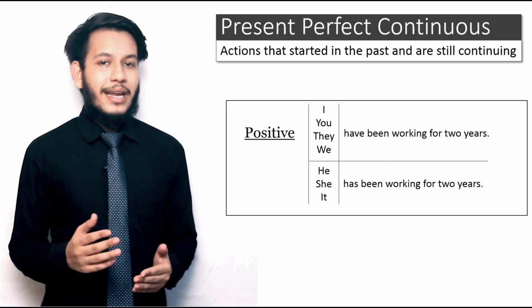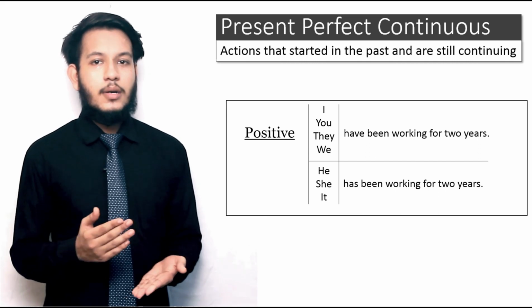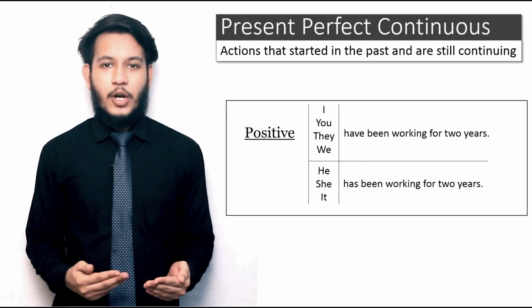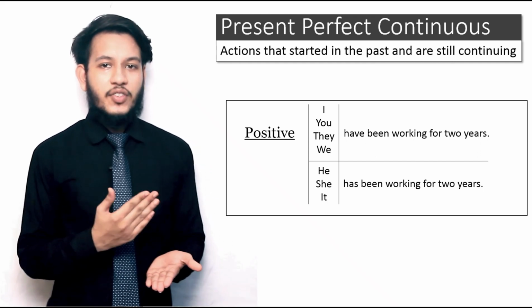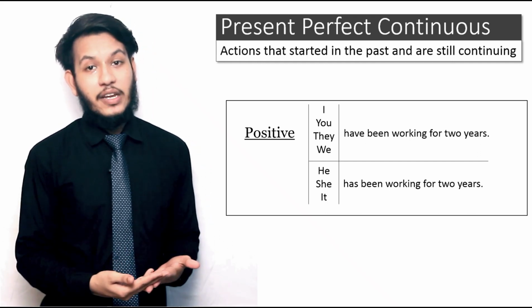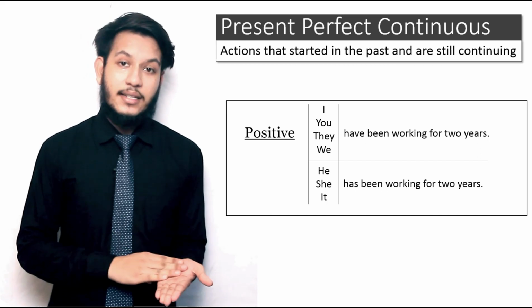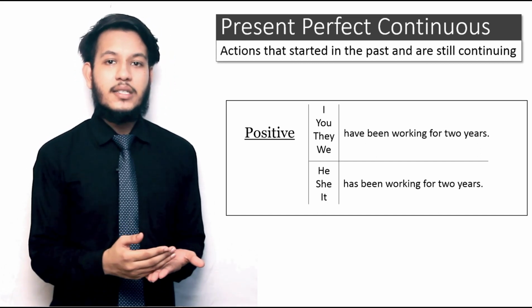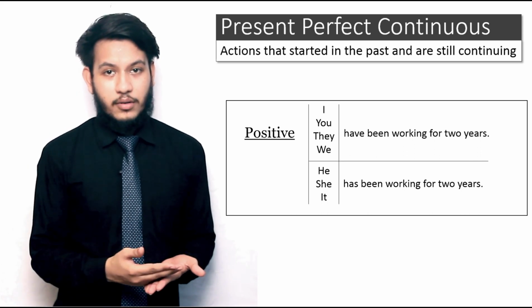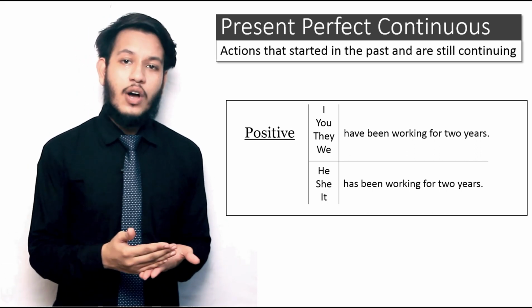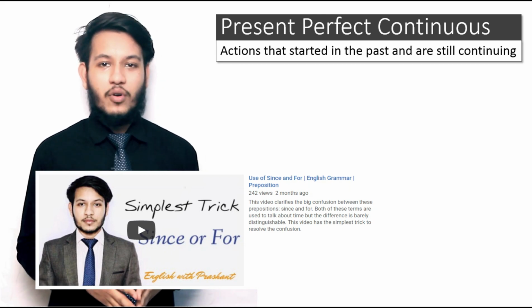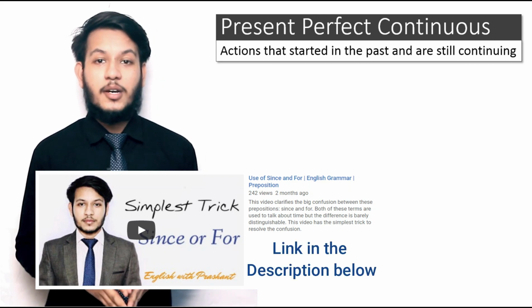And now let's get into its structures. Positive, negative and interrogative sentences. For positive, it's very simple. If the subject is plural, we write have. If the subject is singular, we write has. Plus been, plus -ing with the verb and plus since and for. Time के लिए आप since and for वहाँ पर use करेंगे. There is a separate video lecture on since and for. The link has been given below in the description.